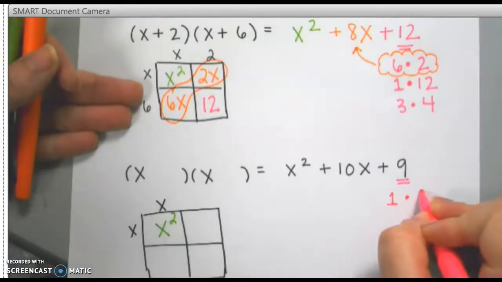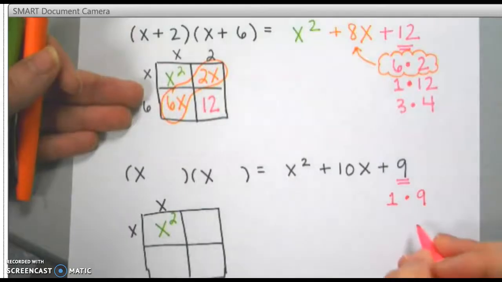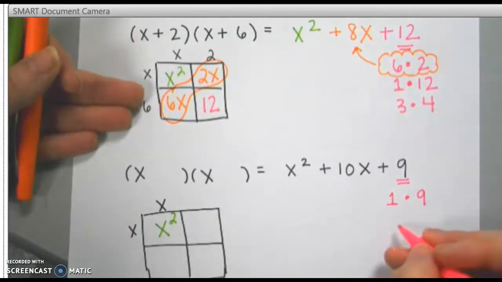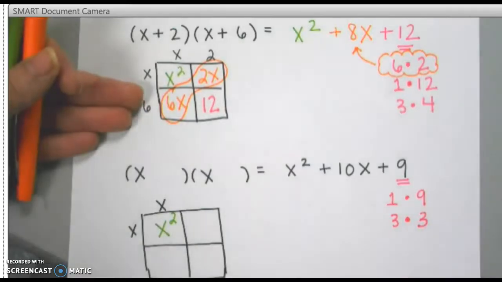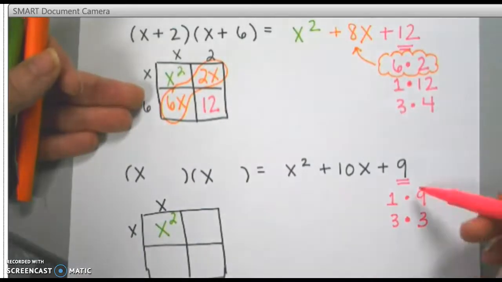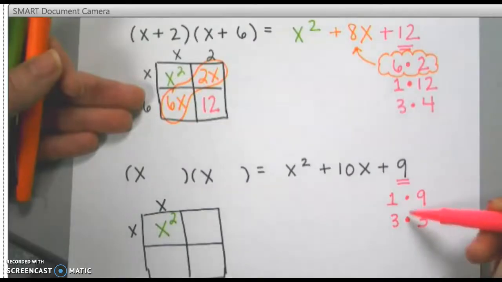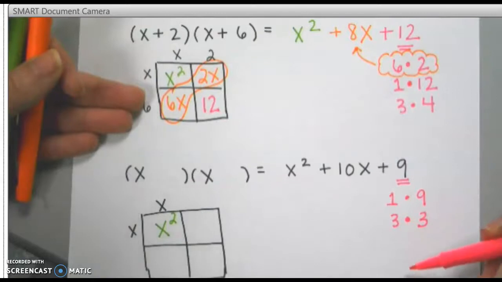1 times 9. 2 does not go into 9. And 3 times 3. Those are the only ways that you can multiply and get 9. I always recommend making a list and starting with 1 and just going number by number until you run out, or you see a number that you already have on your table.